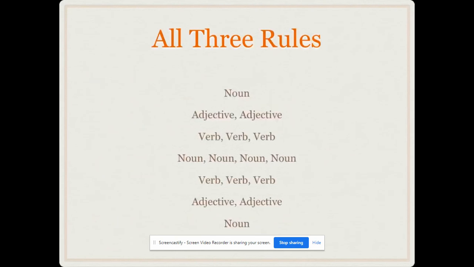So, a way to remember these rules is this little equation, as I like to call it, and it goes noun, adjective, adjective, verb, verb, verb, noun, noun, noun, noun. And then with that being said, if you have the first 4, then you can easily finish the last 3 because they are the same both ways.